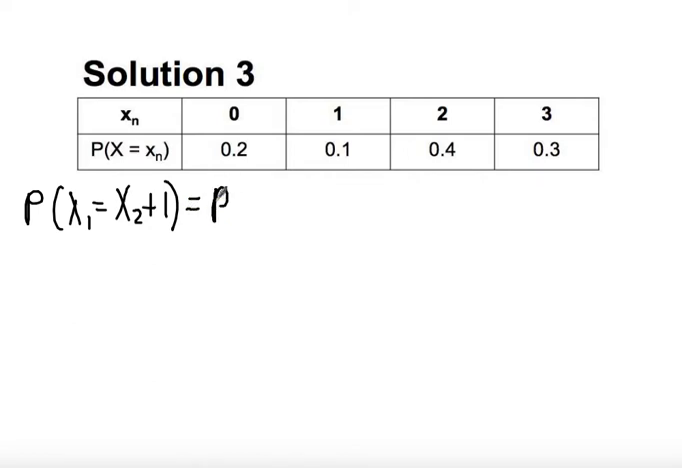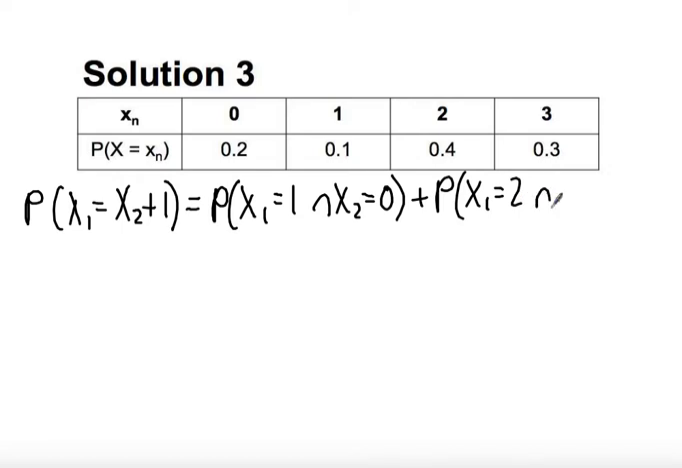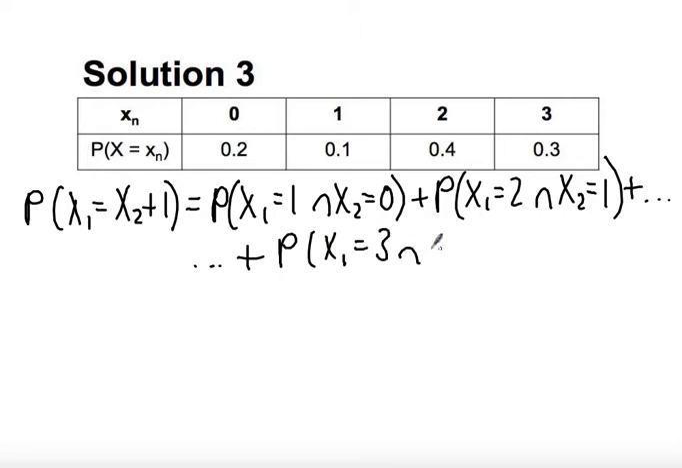So this is going to be the probability of X1 equal to 1 and X2 equal to 0, or probability X1 equals 2 intersect X2 equals 1, or, and I've run out of space there, so we'll resume in the next lesson, probability that X1 equals 3 and X2 equals 2.